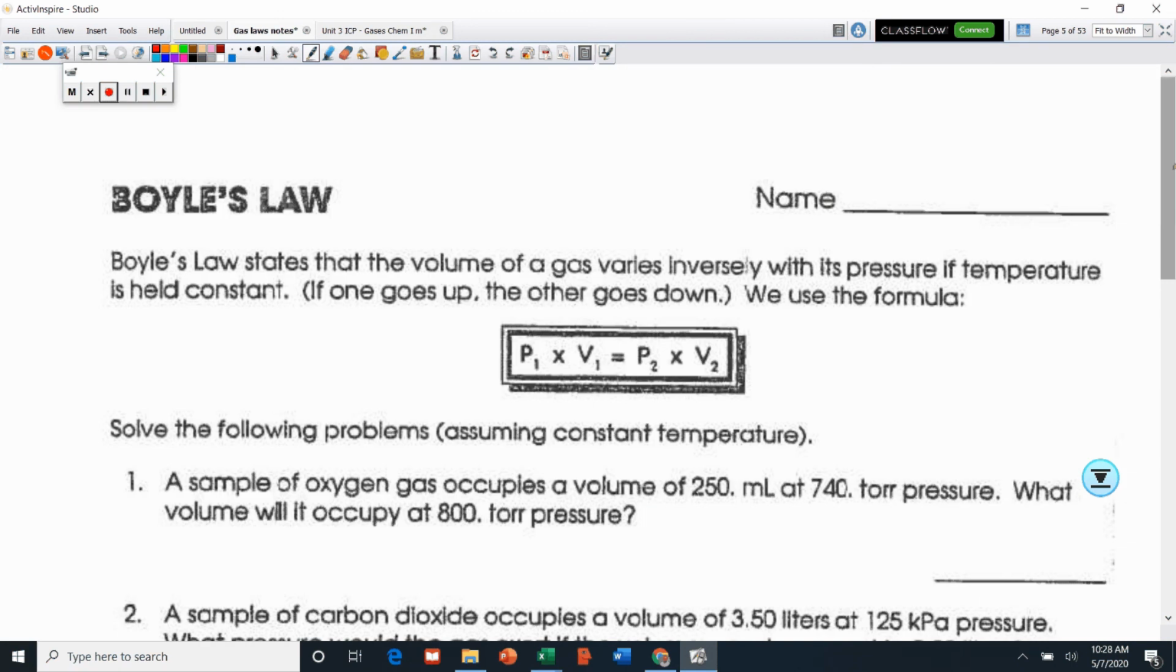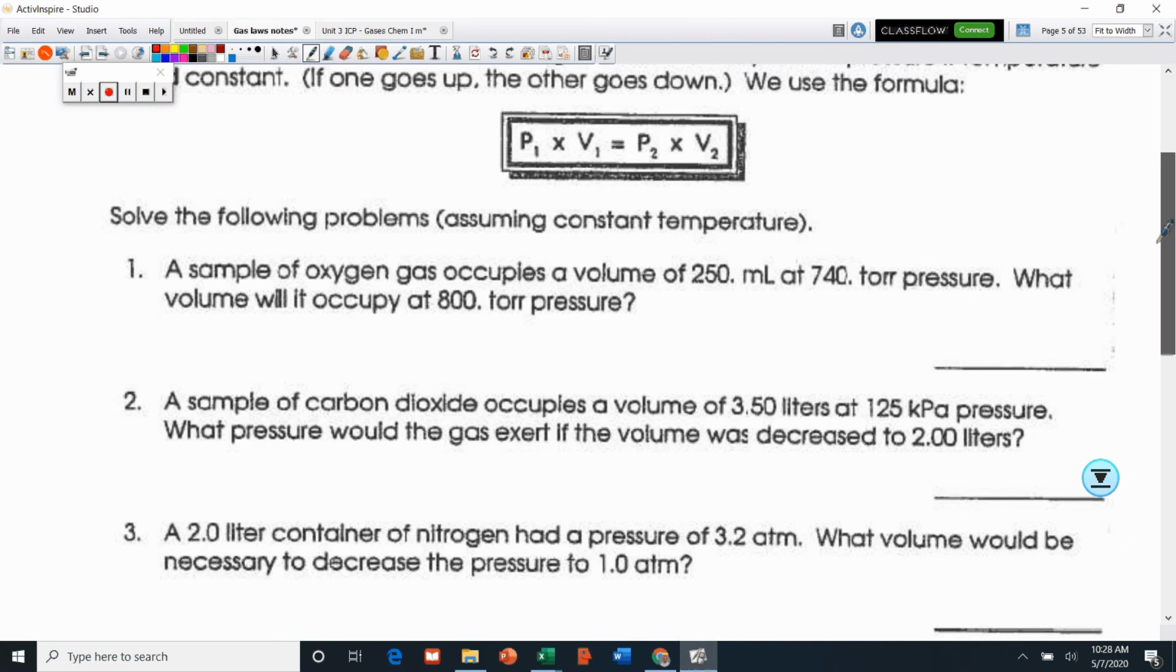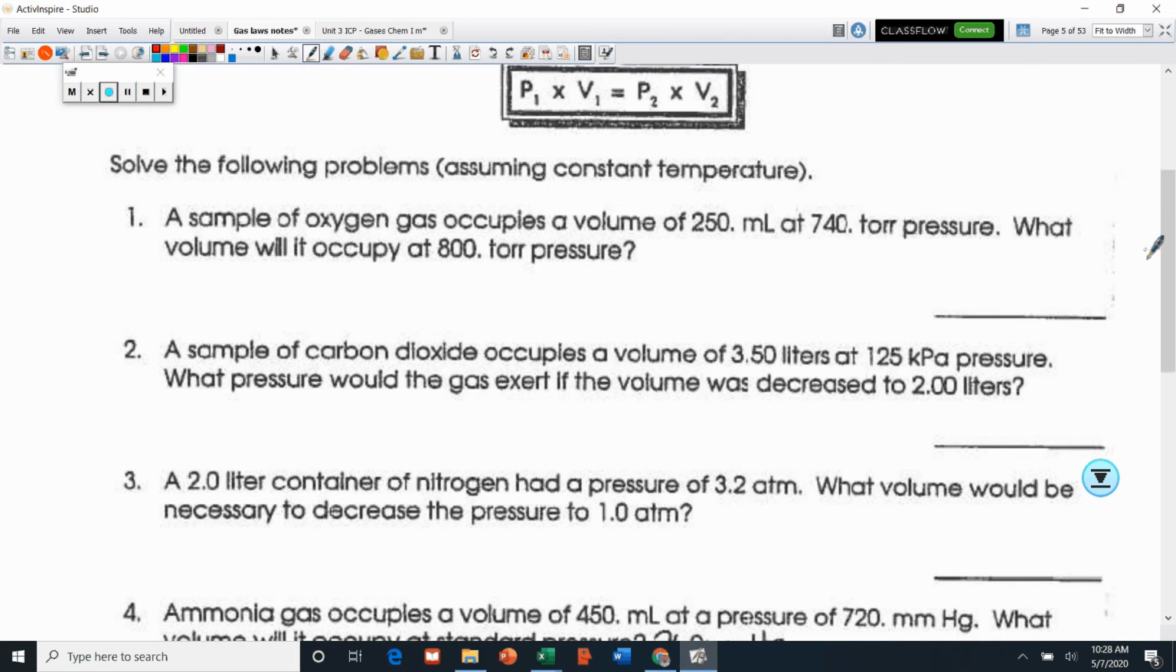Now, let's look at an example problem. I will include some practice work for this, but you don't have to do the practice work. I'm not going to grade it. It's just more for you to do some practice. So let's look at this problem right here and break it down.